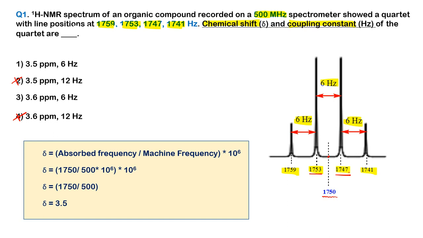That means the absorbed frequency for this quartet equals 1750, and we are recording this NMR on a 500 megahertz instrument. So we divide this by 500 megahertz, that means 500 into 10 raised to 6, and overall we multiply with 10 raised to 6. These two values get cancelled, and 1750 divided by 500 equals 3.5. So the chemical shift is 3.5 ppm, and the coupling constant is 6 hertz. Therefore, the correct answer is option 1.